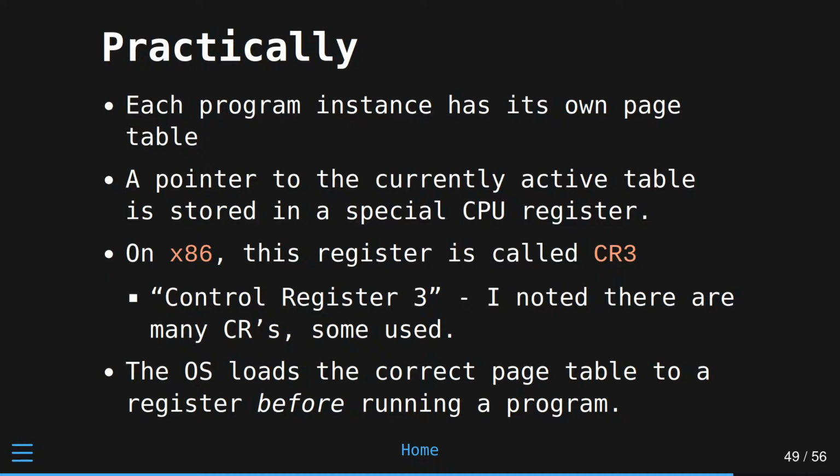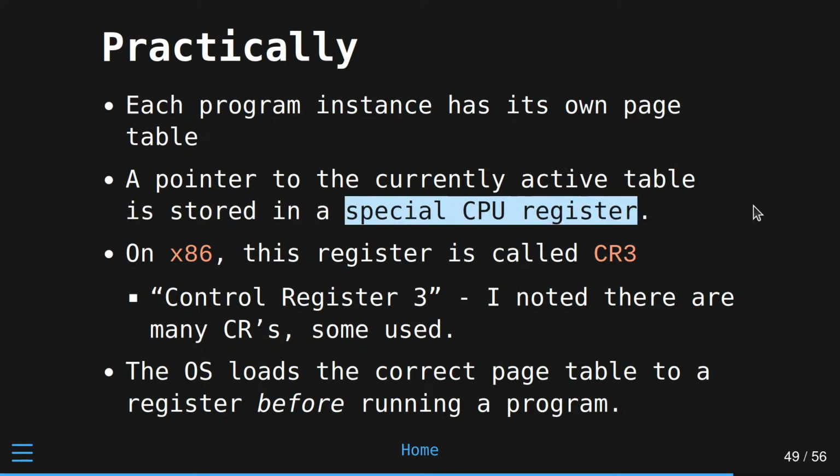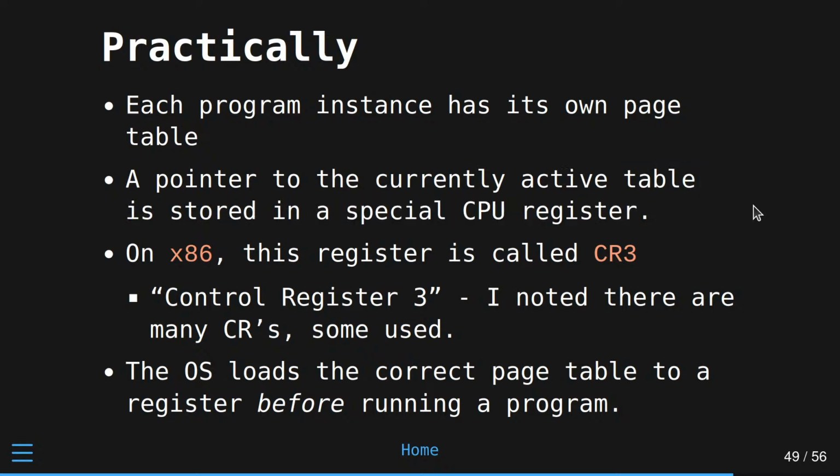Each program instance has sort of one page table of its own that encodes its own virtual memory relations to the physical memory. This page table is left in a certain location in memory, and the CPU has to be informed of that location in memory. And the way that works is there is a special CPU register that stores that location. On x86, that is the CR3.